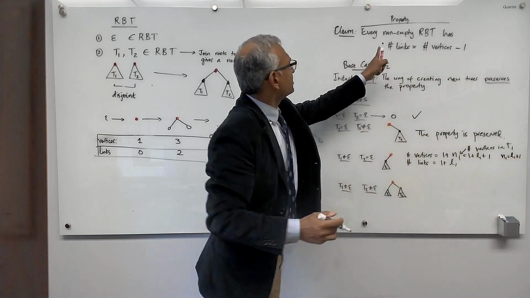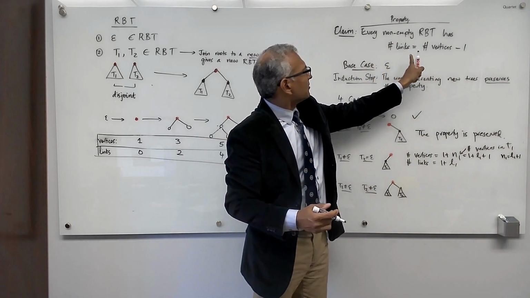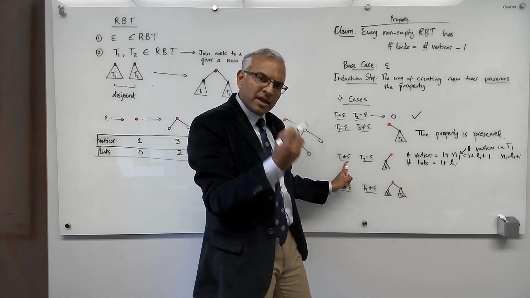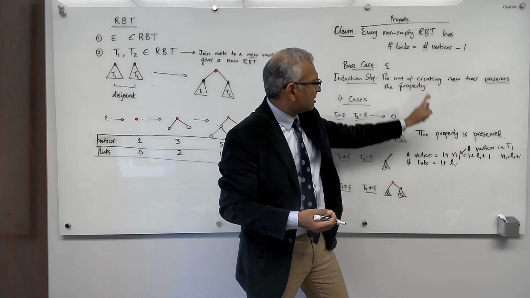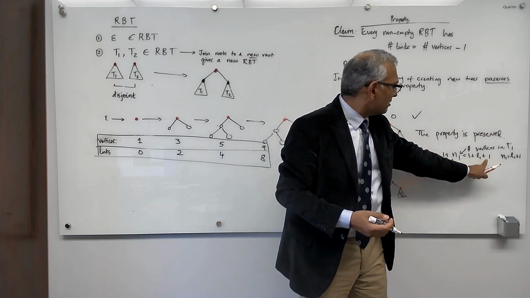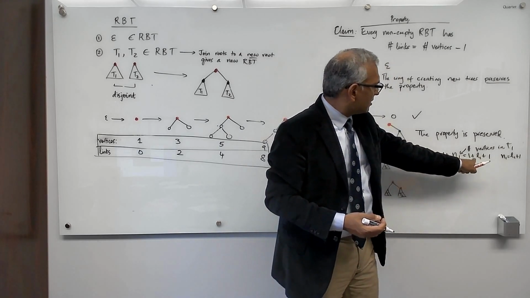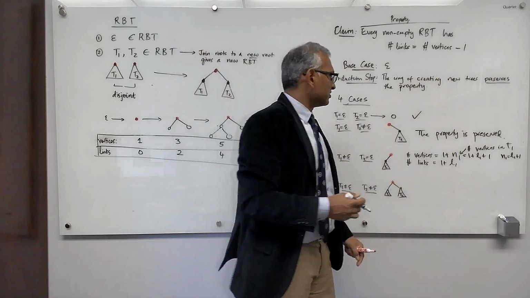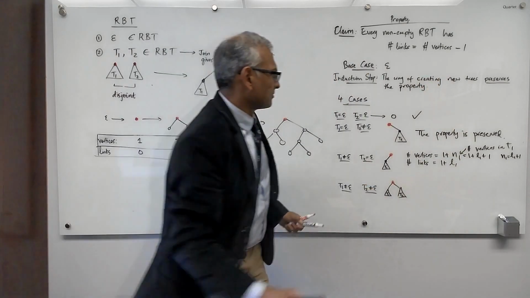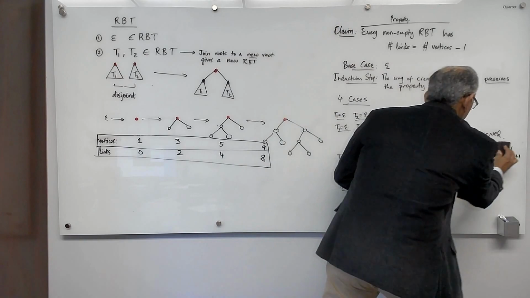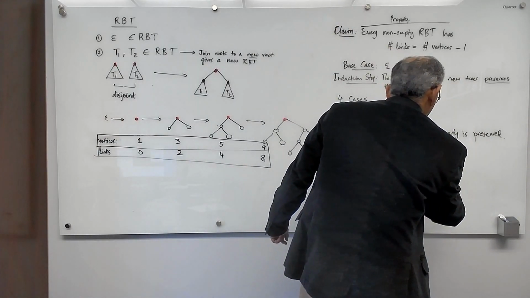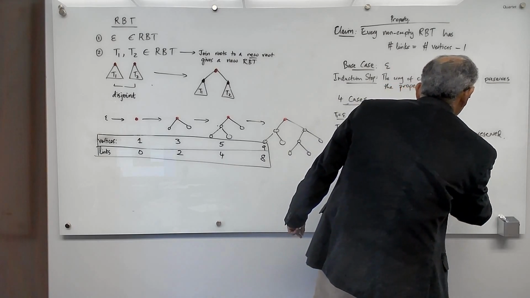The number of vertices in T1, because the parent has the property, is 1 plus the number of links. So 1 plus L1 plus 1. But that's exactly 1 plus the number of new links. So the property is preserved.